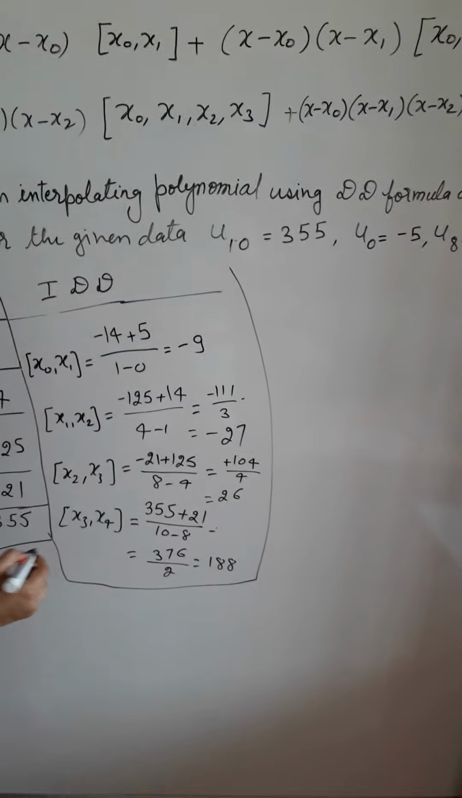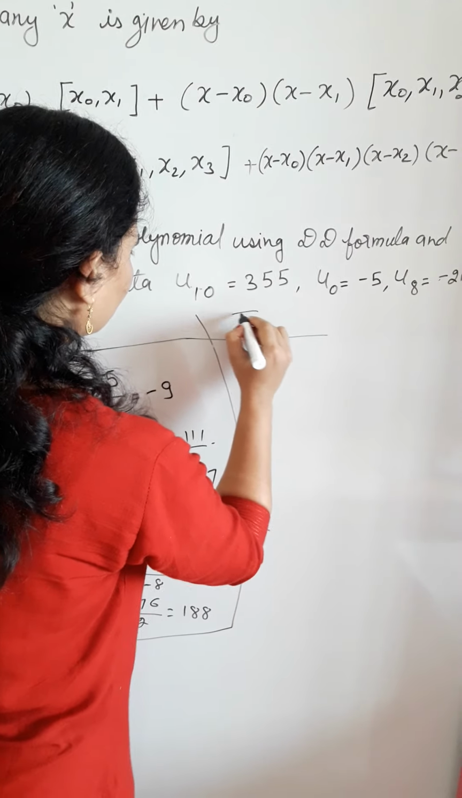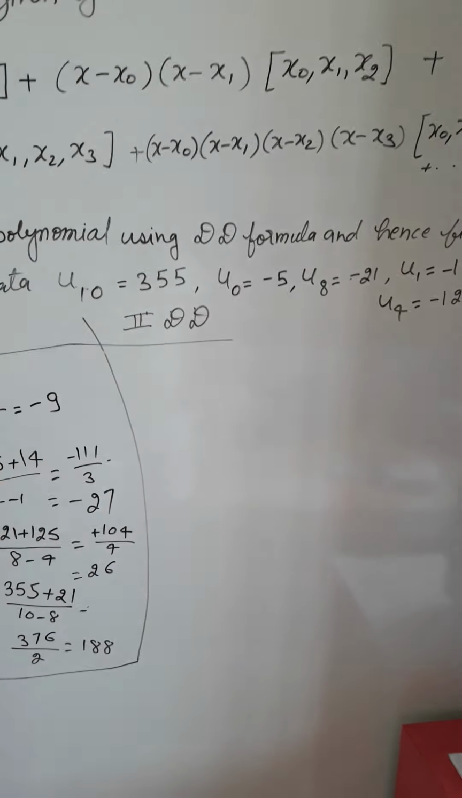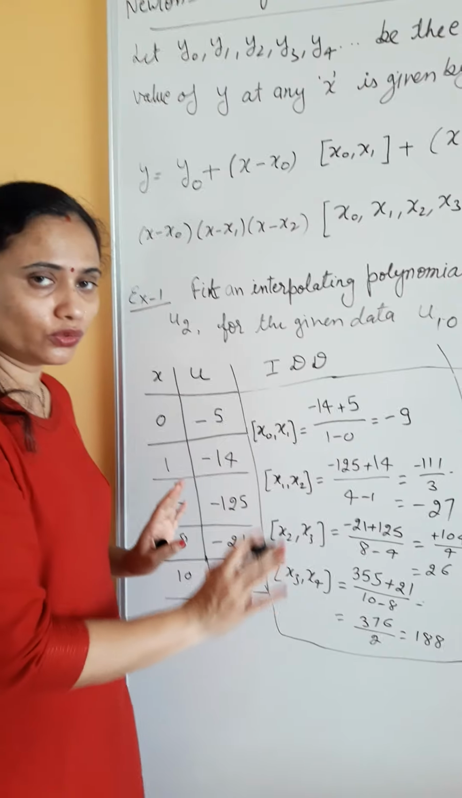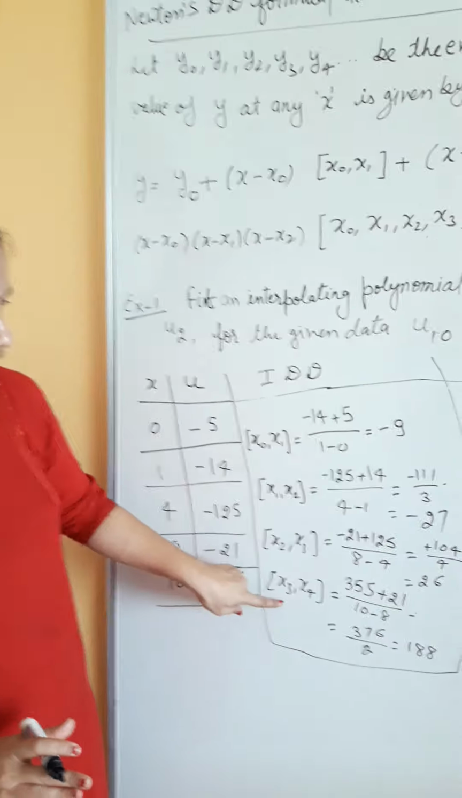You can refer to the general table. Just now we have made it, and you can construct it on your own. So if you understood that general table, I would recommend here to construct this table on your own, and then you can verify the values. So we have calculated the first divided difference.